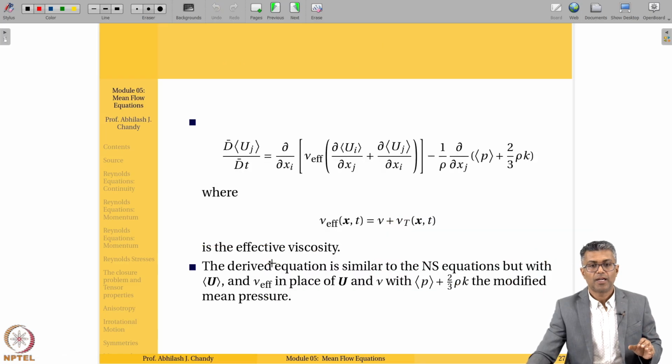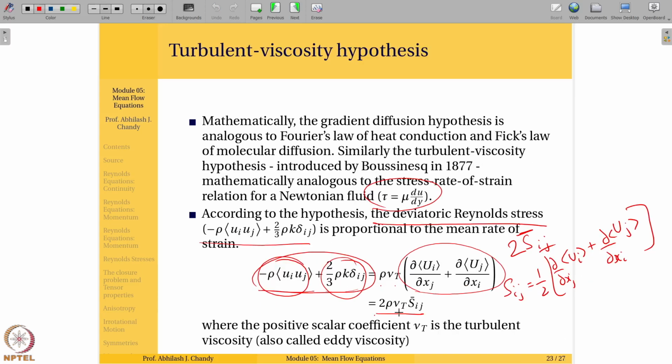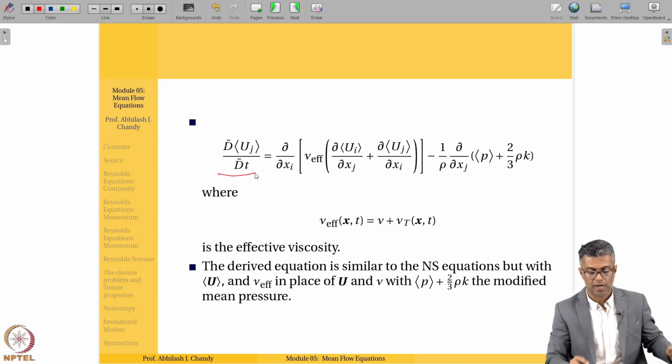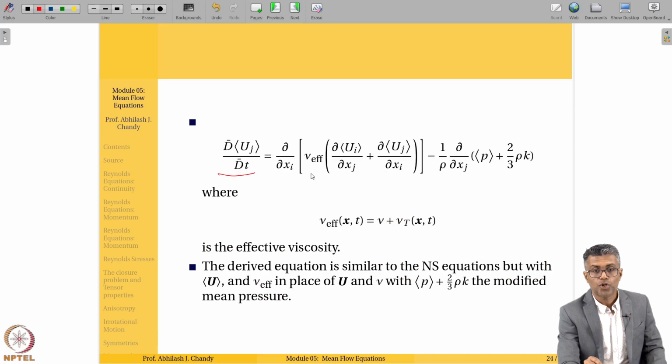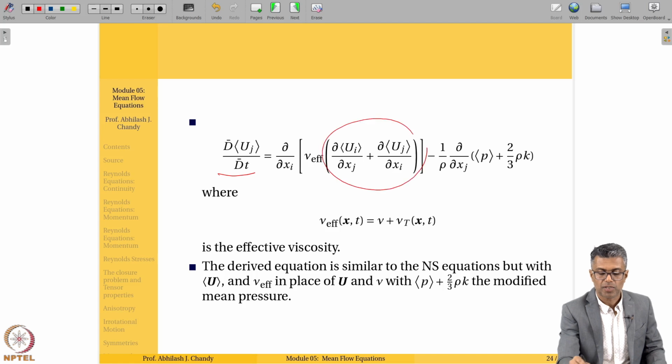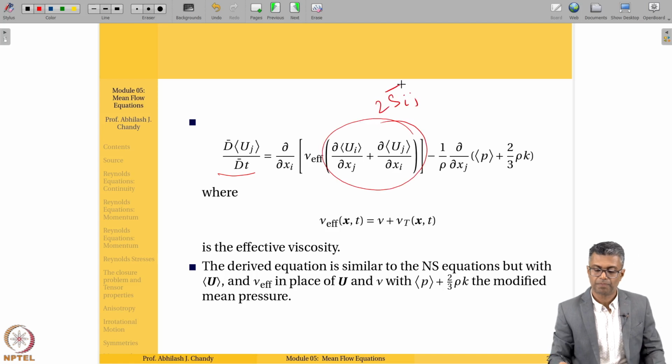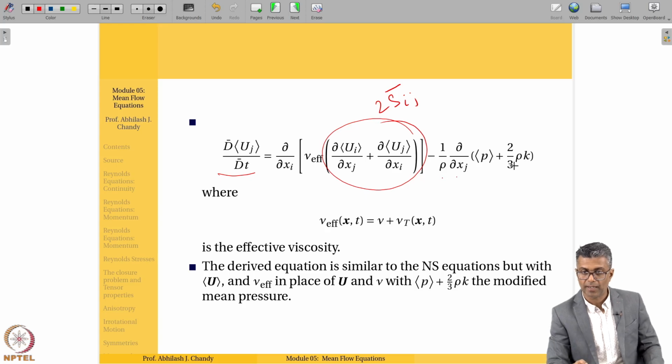Once you do that, you can write nu t, you can lump that into your new term, which is very similar to the one that is shown in here in the bracket, in which case you will have the mean substantial derivative on the left hand side, which you always did, and then you could write this as nu effective, because this is now nu plus nu t times this strain rate. This right here is 2 Sij mean. And then you had the minus 1 over rho del xj of p plus 2/3 rho k. You see what I did here, right?